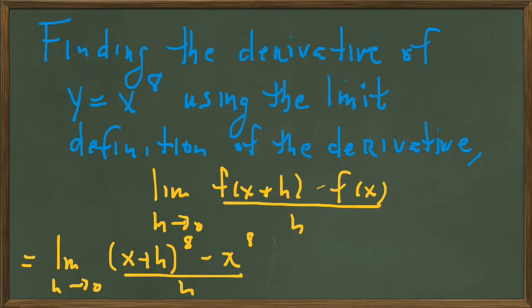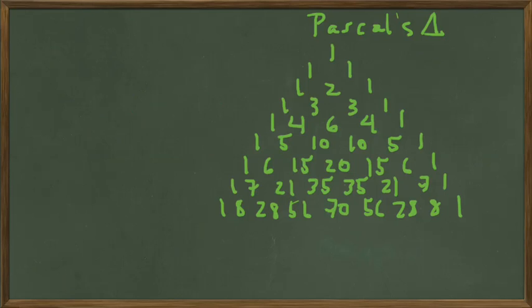So as we noted before, we need to expand the binomial x plus h to the 8th using Pascal's triangle. So we're going to do that on the next blackboard. So we've drawn Pascal's triangle down to the row that gives us the coefficients for x plus h to the 8th, and we're going to use that to write the expansion of it in the limit definition of the derivative for x to the 8th.